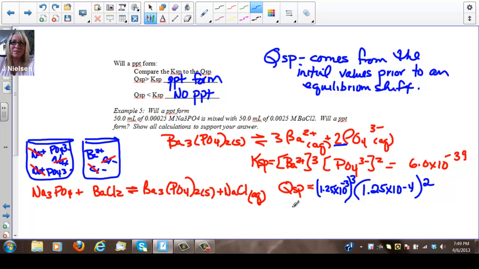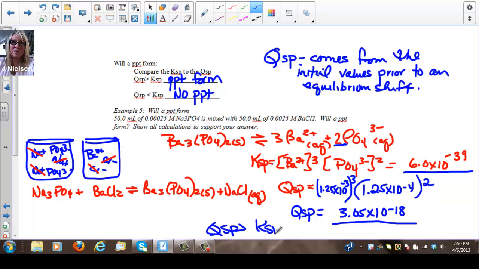So when I solve for my Qsp, I get a value of 3.05 times 10 to the negative 18. So let's compare this value to this value. Well, my Qsp is definitely greater than my Ksp. So Qsp is greater than Ksp, therefore precipitate forms.